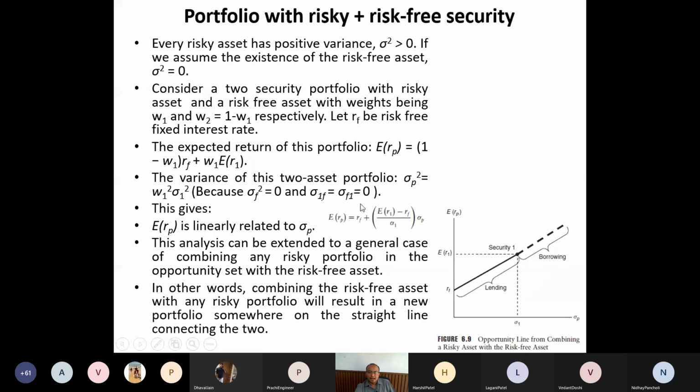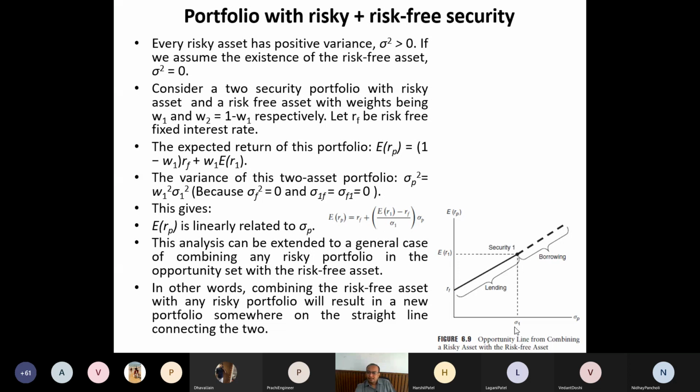So ERP and sigma P are variable. RF is fixed. ER1 is my expected return from security 1. Sigma 1 is the risk associated with security 1, and sigma P and ERP are the two variables. So you can see this relation is now a straight line. If I sketch it on the sigma P, ERP plane, I get this graph.